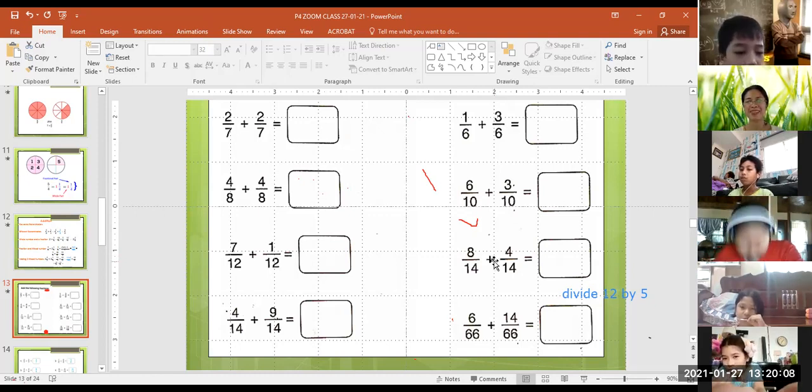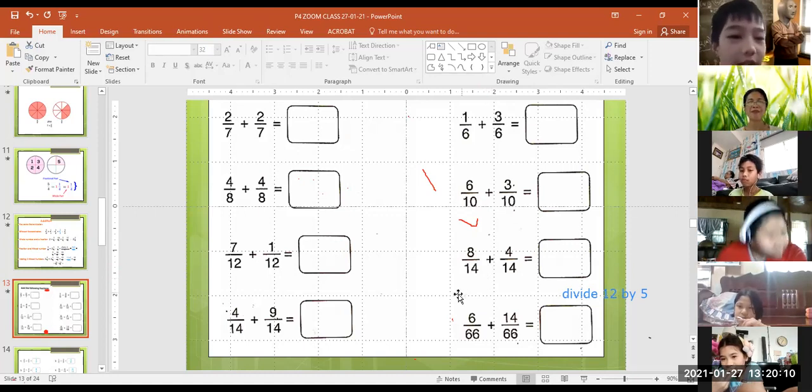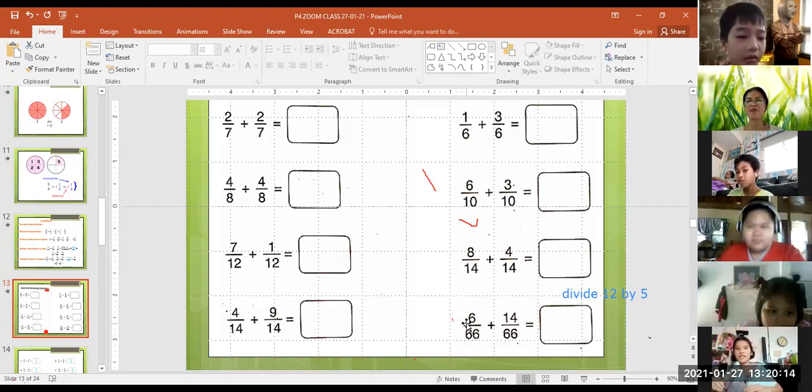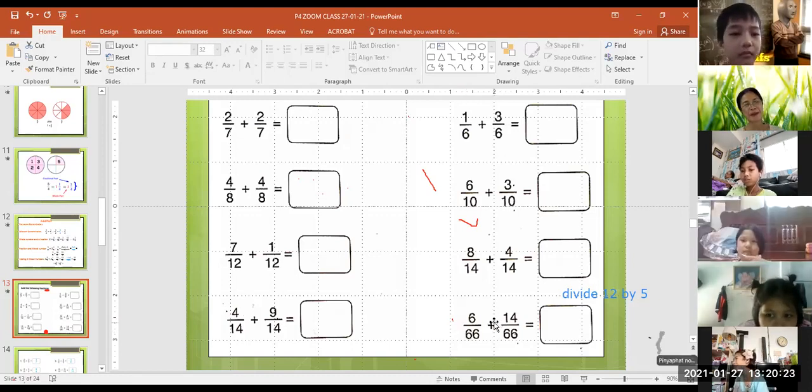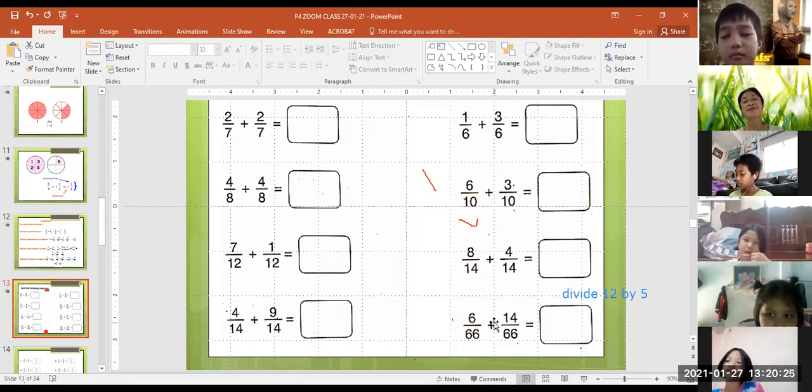12, 40. 12, 14. Yes, 12, very good. Boy, the girls are very quick. Now, last one. 66 plus 20, 66. 20, 66.